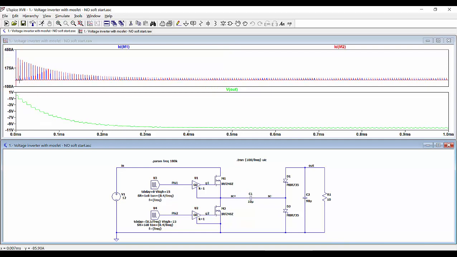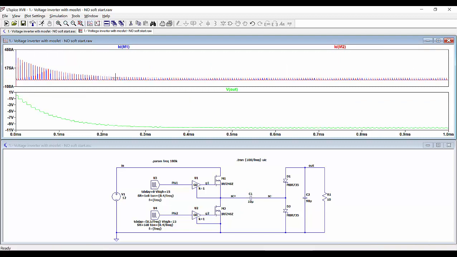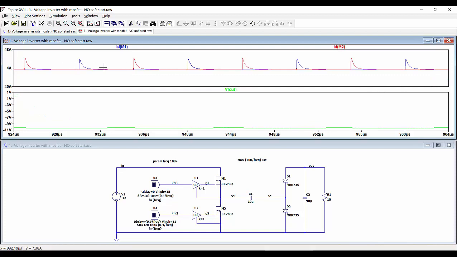So we can see here at the beginning how we have very huge peaks with a very high amplitude of the current. If we zoom in on this part, we can see that the currents circulating are beyond 300 amperes. So this is a very large current for the transistors and they could fail during the startup process. If we take a look at the steady state, then we can see that in this part here, the value of the current is much lower.